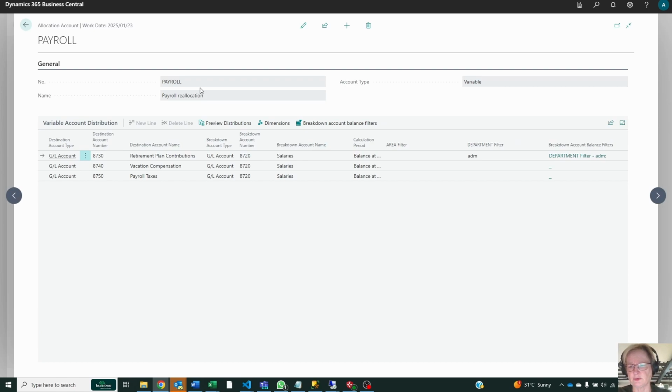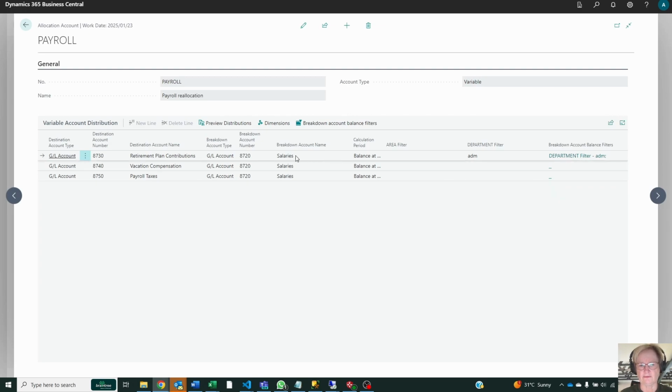So the difference between these, I am taking 3 different accounts. So these are all payroll accounts. I'm going to put in one amount, and then I am going to split it, but I'm going to split it at entry time. I'm not going to use the system to calculate how much goes to each one.